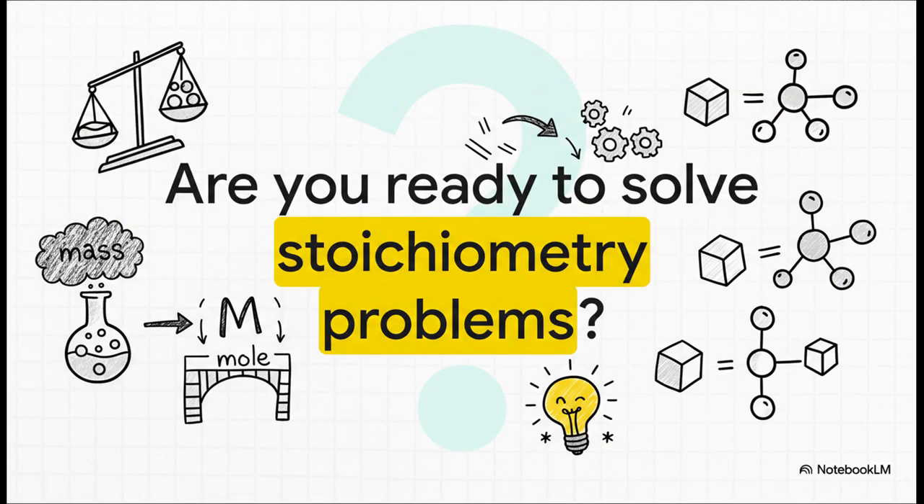So there you have it. The mole is a number. It's a bridge between the world we can see and the world we can't, and it's the very language of chemical reactions. With this framework, you have all the tools you need. So, are you ready to tackle those stoichiometry problems? Of course you are.